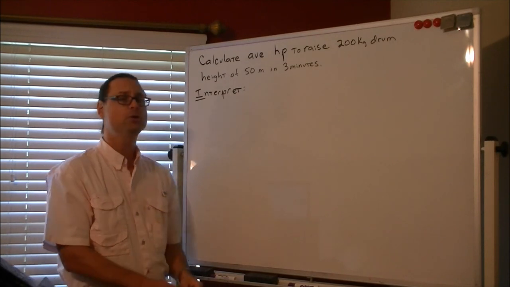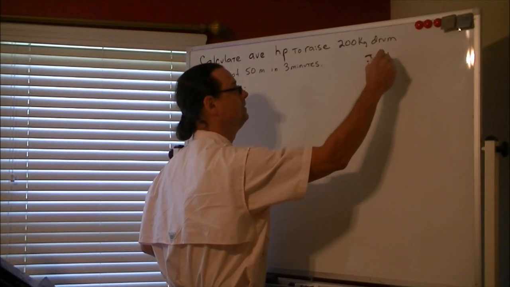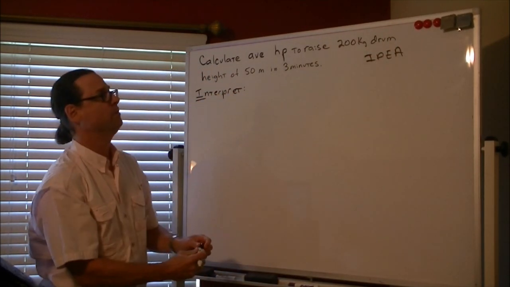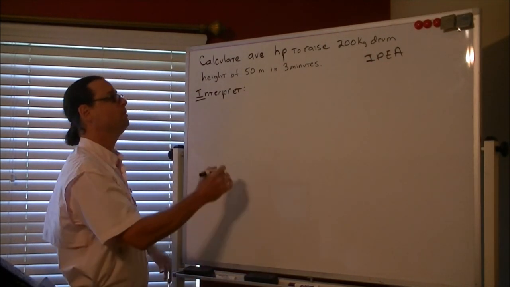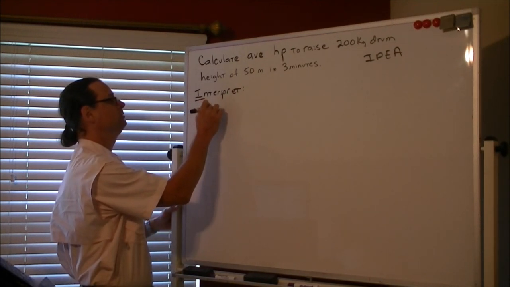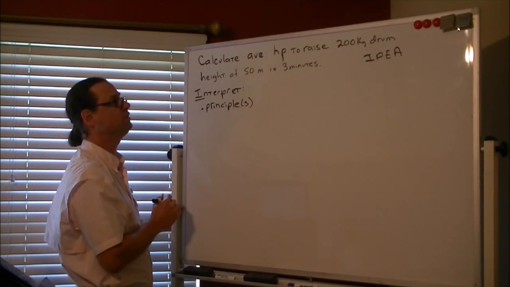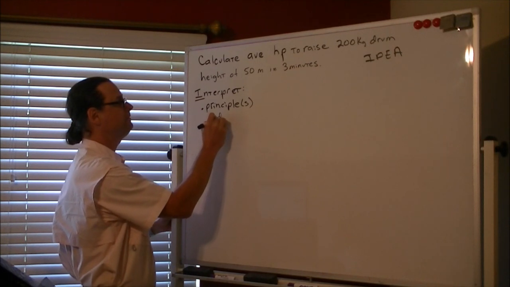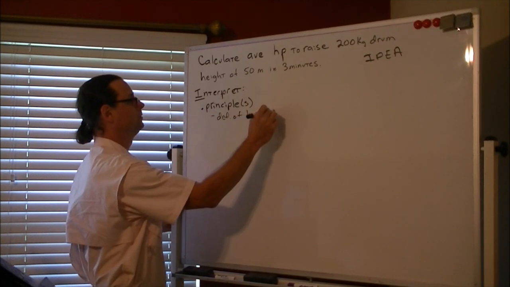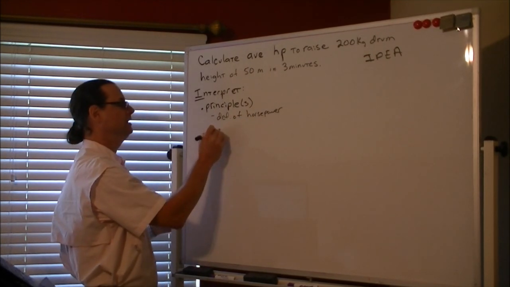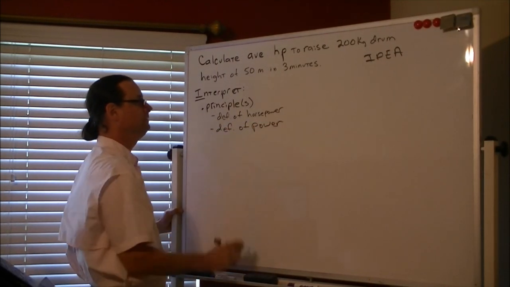So let's interpret this problem, and interpret is the first step of our problem solving framework: interpret, develop, evaluate, and assess. To interpret, we want to recognize the general principle or principles of physics that are involved in solving this problem. This problem involves the definition of horsepower, which also has to do with the definition of power in physics.